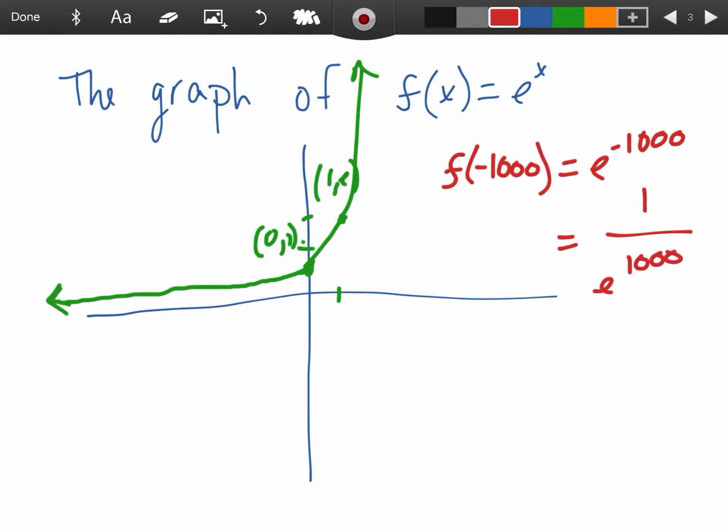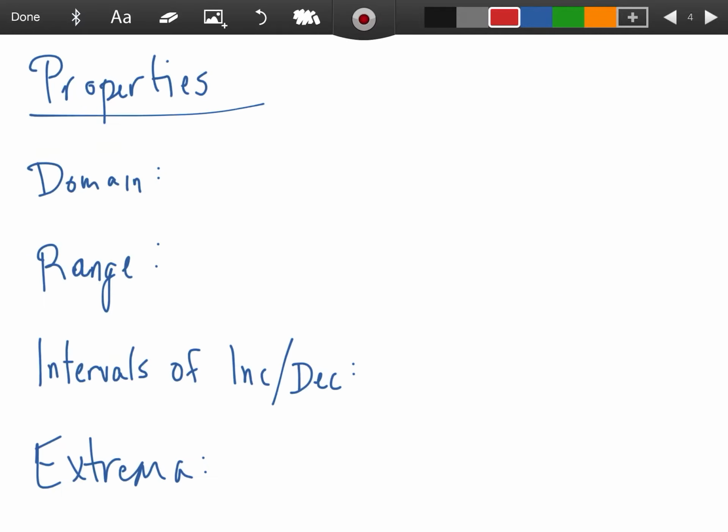So no matter how negative my x value goes, this function is going to stay positive. It's just going to get closer and closer and closer to 0 as I go to the left. All right, so we will use that as we describe some limits to talk about the end behavior.